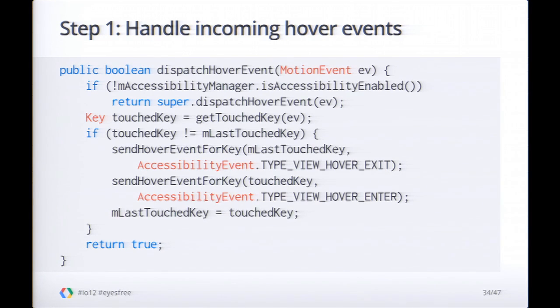So here, because I know where I'm rendering the keys on screen, I can map the XY coordinates of a motion event to a key. I can say, was I just touching this key? If not, then I know that I need to send the appropriate accessibility events. So as I touch the key, I'll get a hover exit from the previous key, a hover enter for the new key, and TalkBack or BrailleBack will say the appropriate speech for the key.